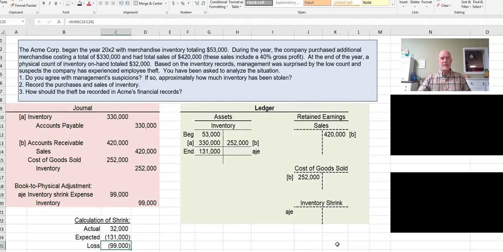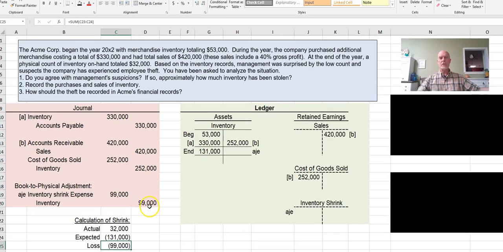So we have $131,000 in the inventory account, but we know we only have $32,000 on hand. So we need to adjust the inventory account to reflect the fact that all this stuff is missing. So some companies call this their book to physical adjustment. They're adjusting the books to match the physical count of inventory.